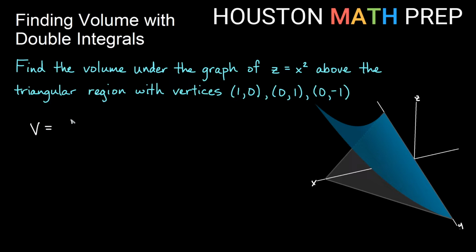So volume is going to equal double integral. And my top surface here is z equals x squared. It's already solved for z, so we're good. We can just put x squared in our integral.